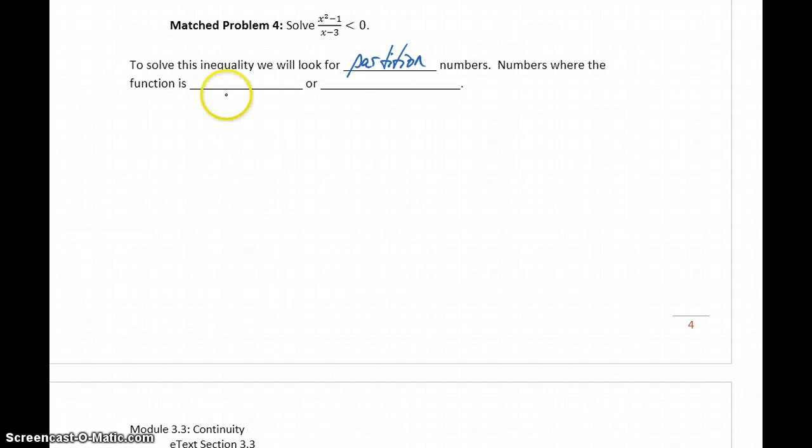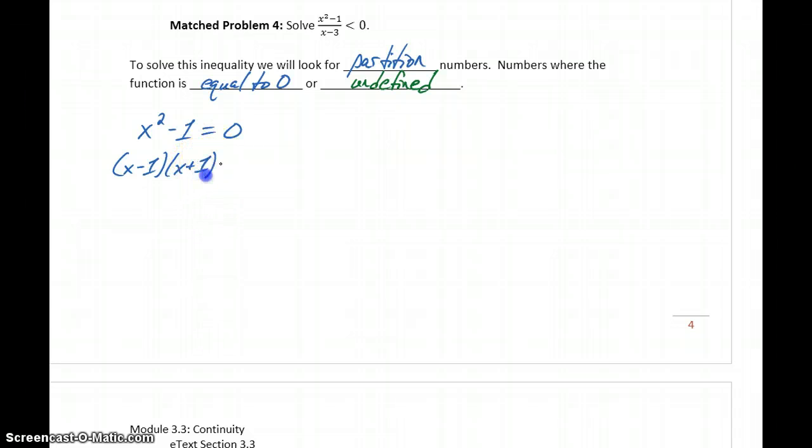Partition numbers are numbers where the function is either equal to 0 or undefined. If we're considering where our function is equal to 0, we only need to consider zeros in the numerator. So when will x squared minus 1 be equal to 0? Factoring x squared minus 1 gives us (x minus 1)(x plus 1) equals 0, which would be true whenever x equals 1 or x equals negative 1.